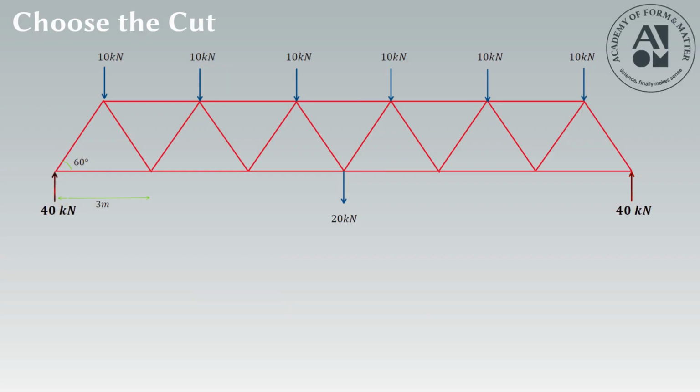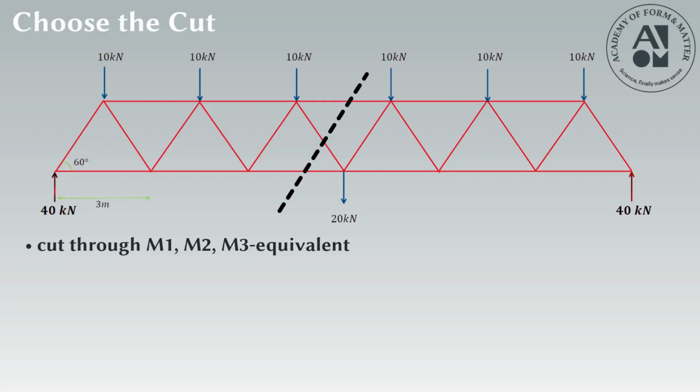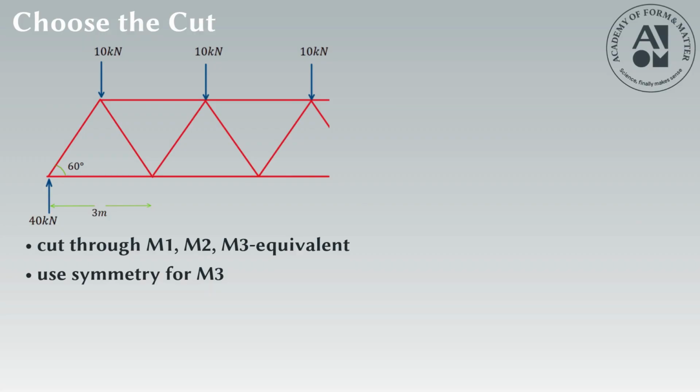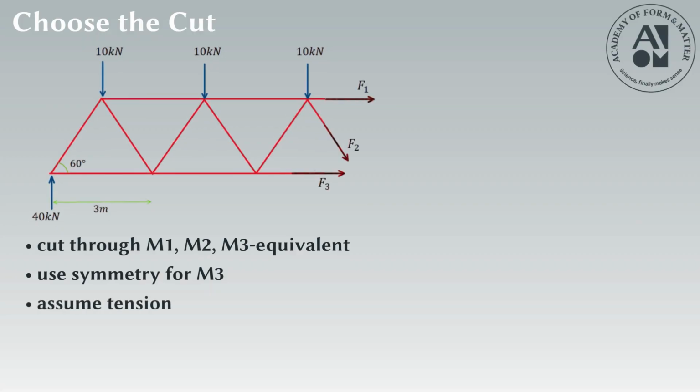Now we cut through the members whose forces we want to find. The cut passes through M1, M2, and a bottom chord member that is symmetric to M3. Because of symmetry, this bottom chord force is the same as the force in M3, so we can solve for it directly. We assume all cut forces act in tension, pulling away from the section. If the answer is positive, the assumption was correct. If the answer is negative, the member is in compression.